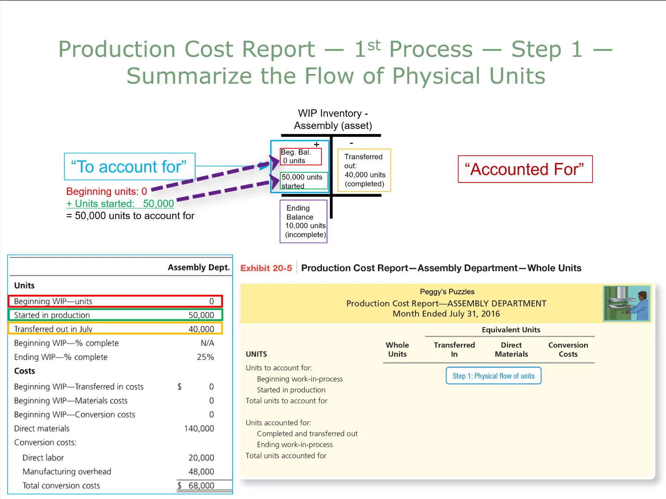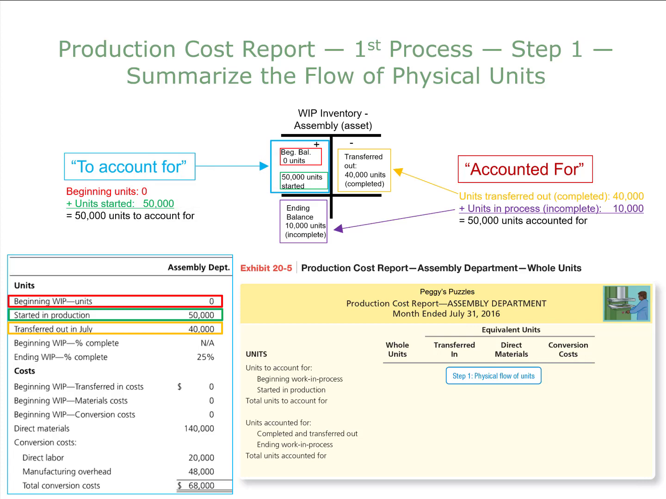As we learned earlier, accounted for is the units transferred out plus the units still in process. 40,000 units were transferred out to the cutting department, and 10,000 puzzles were still in process in the assembly department at the end of July. This gives us 50,000 units accounted for. Remember, units to account for and units accounted for have to be the same number.